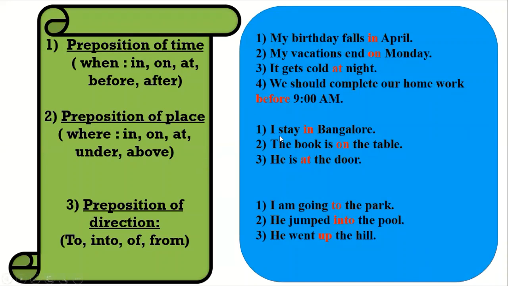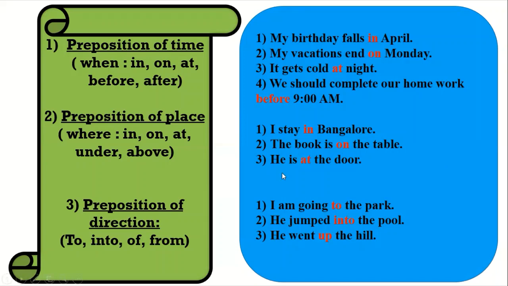Next one, related to place. I stay in Bangalore. One more thing, children. You get confused about when to use in and at, right? Normally when it is related to cities, states, and countries, we use in. Bangalore is a city, so I stay in Bangalore. I stay in Delhi. The match is held in Asia. For countries, states, all that we use in. And for small places like home, town, village, we use the word at. Okay, so you understood in and at.